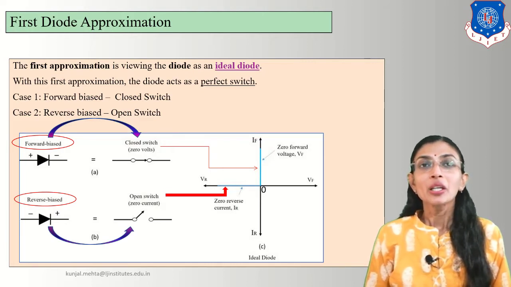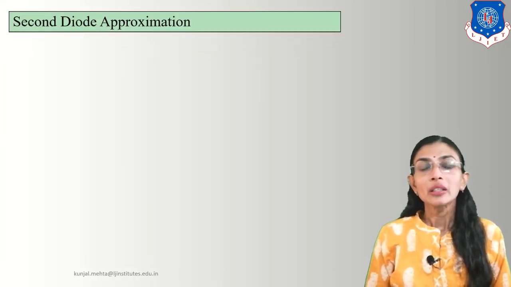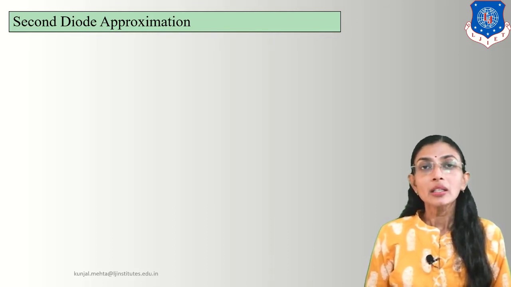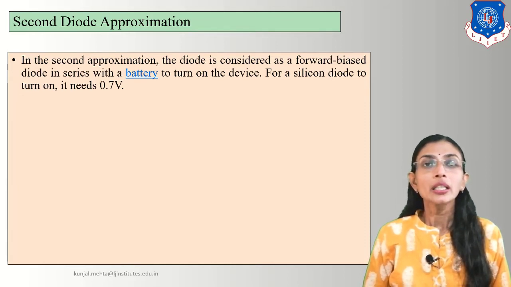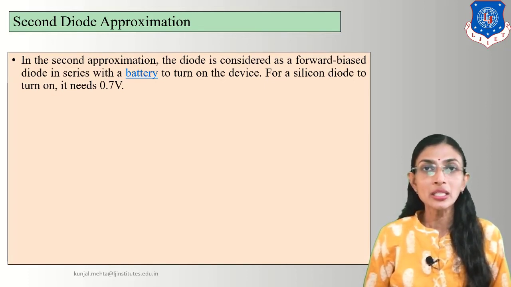Okay, fine. So now, dear students, we will consider the next diode approximation. I am going to explain the second diode approximation. In the second diode approximation, we will consider the diode as a practical diode. That means we will consider the barrier potential across the junction of the diode. In the second approximation, the diode is considered as a forward biased diode in series with a battery to turn on the device. That means if we are using a silicon diode, then it needs 0.7 volt.